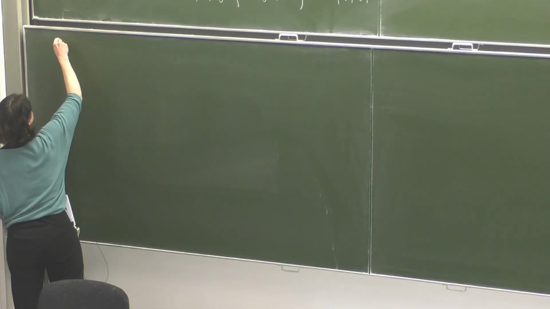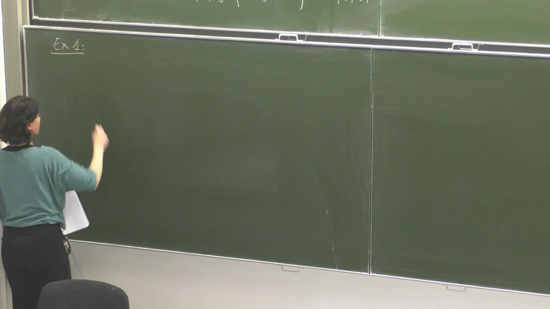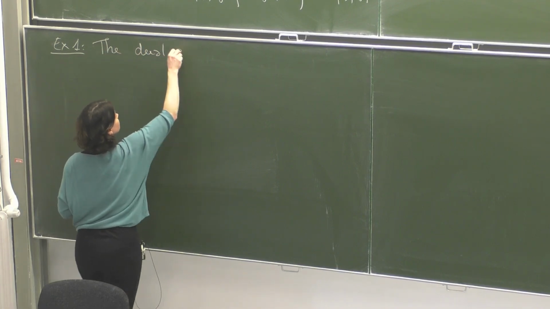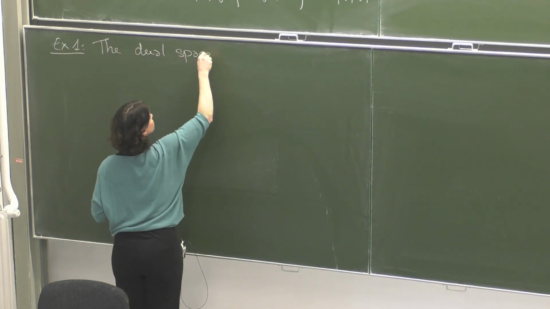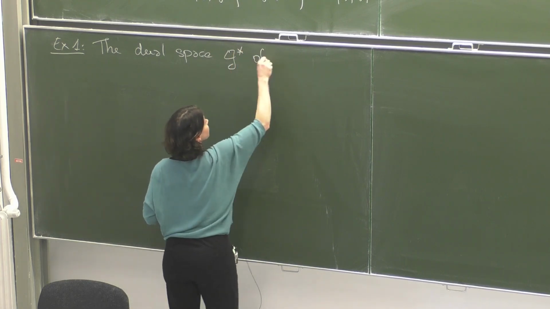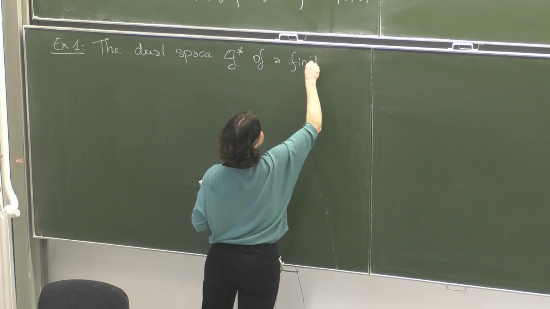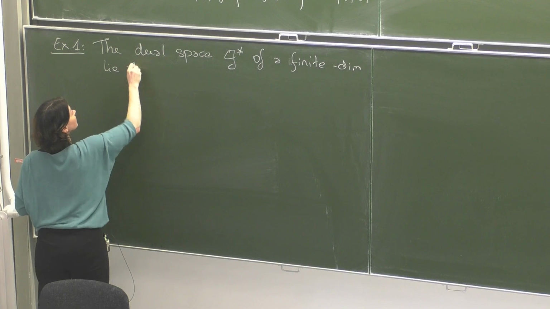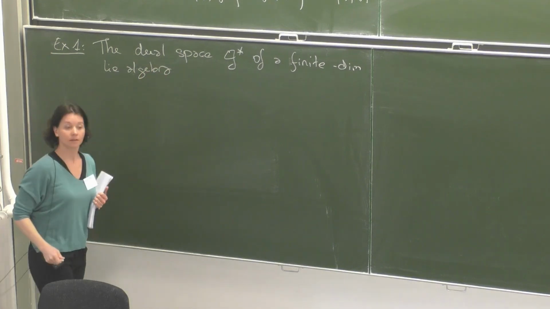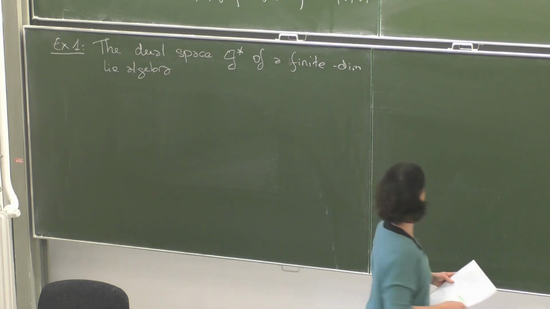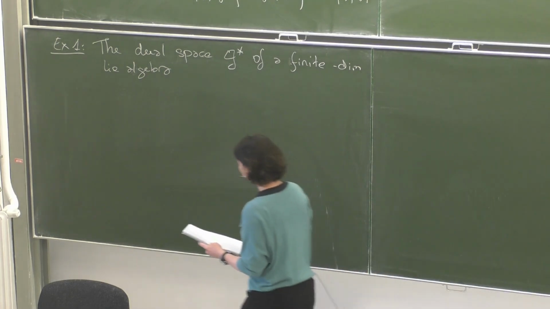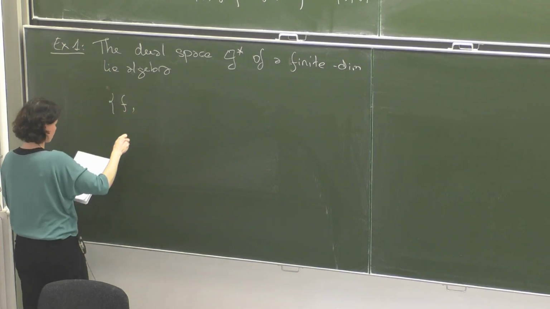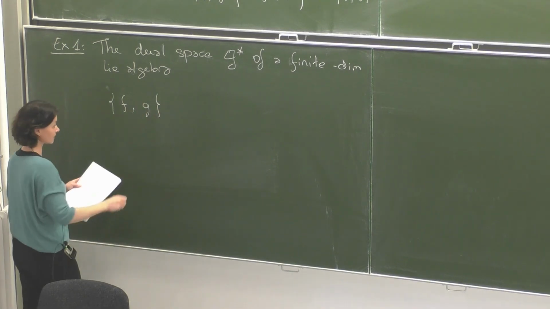Examples. Example 1: the dual space G star of a finite dimensional Lie algebra is a finite dimensional Poisson manifold. And here the bracket, I will write it down because we will try to make sense of these in the infinite dimensional setting.